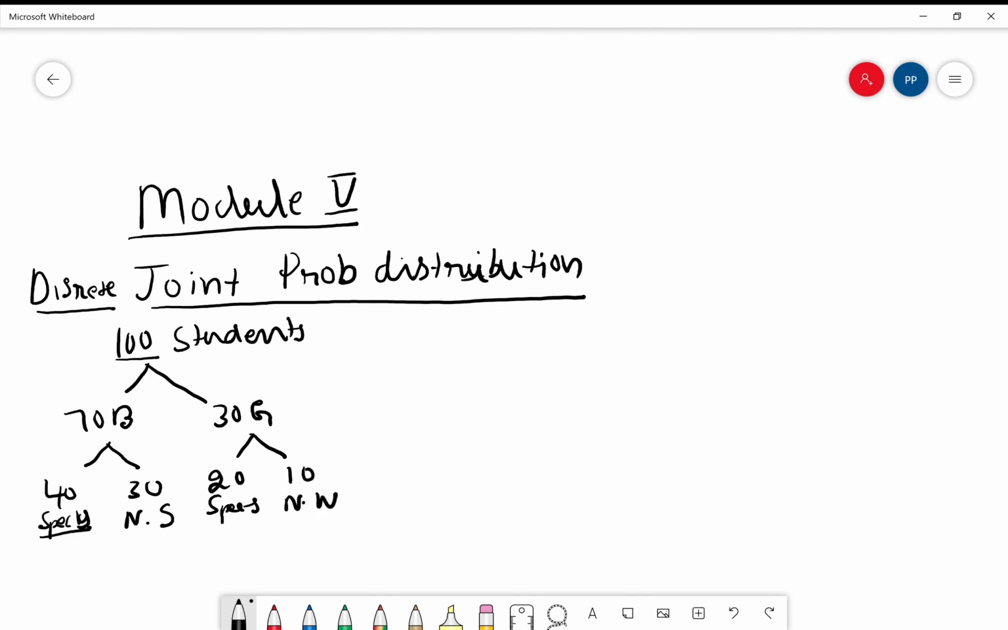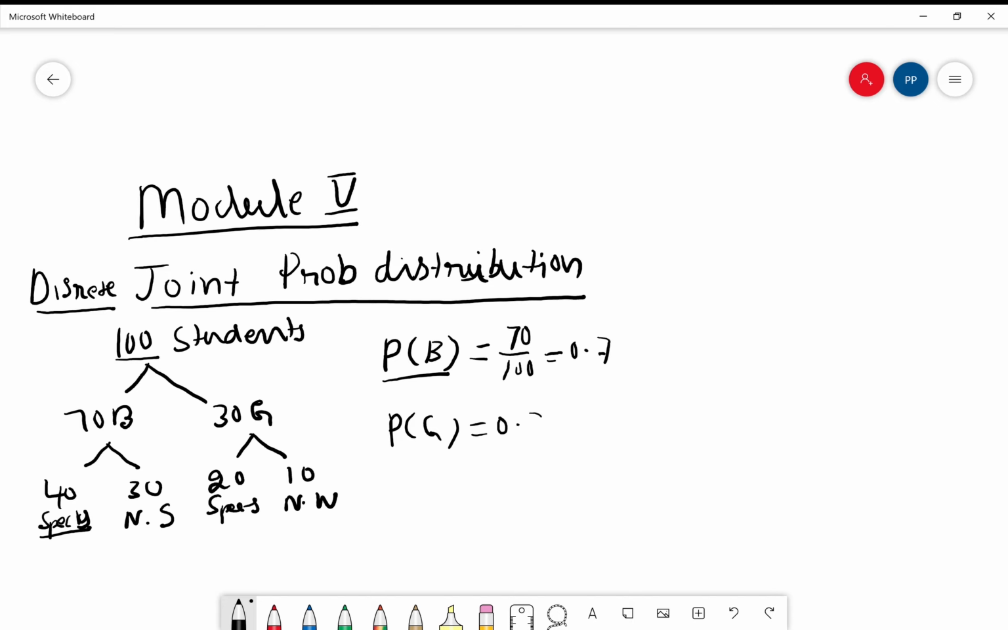Now, if you want to find out the probability that a student selected at random is a boy, then the probability is very simple. P of B is nothing but 70 by 100, 0.7. Similarly, you can find the probability that the student is a girl, which is 0.3. Probability of G equals 0.3.